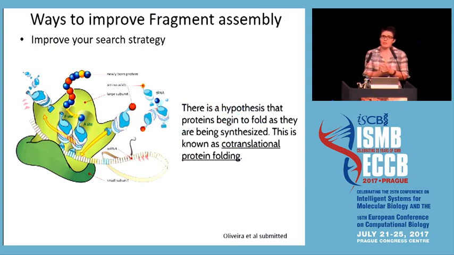So, into the second way of improving fragment assembly, and this is really to think about improving your search strategy. Now, we've had some talks about folding already in this session, and a lot of that has been about the folding that we can observe, if you like, in the test tube. The part of folding I'm going to think about is potentially the folding that might be happening in the cell, and whether that can help us with our ability to predict protein structures.